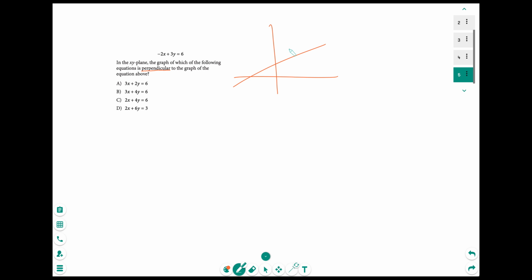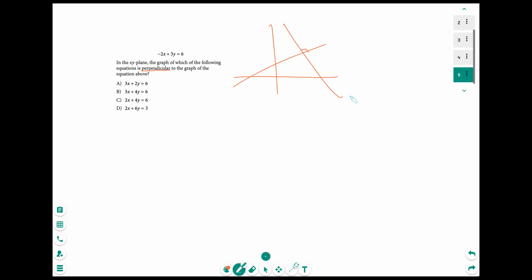Okay, our very last question. This one is asking us, in the xy plane, the graph of which of the following equations is perpendicular to the graph of the equation above? If you don't know, what does perpendicular even mean? Perpendicular means that two lines on a graph will intersect each other at 90 degrees.